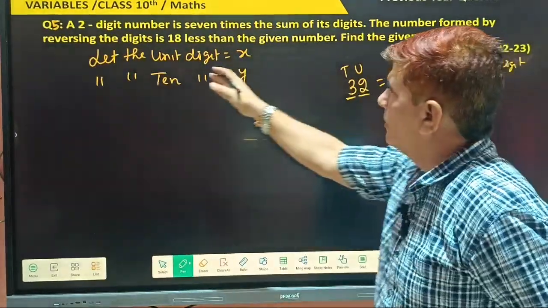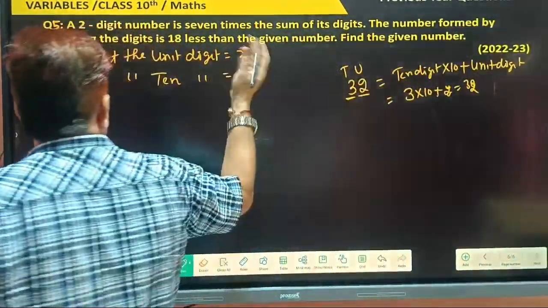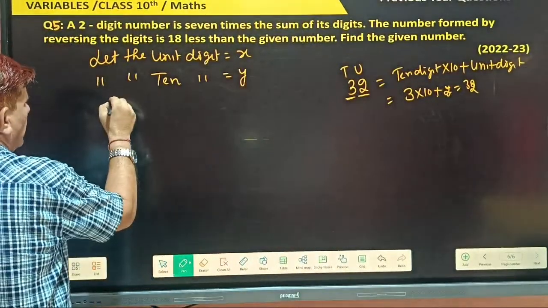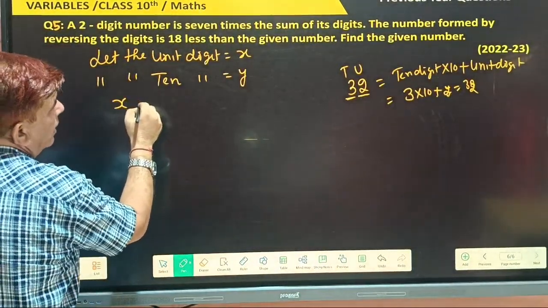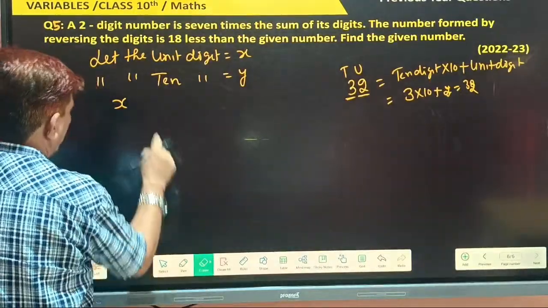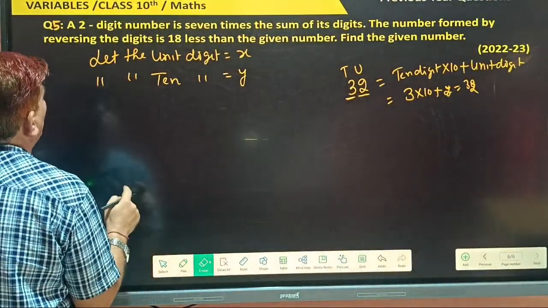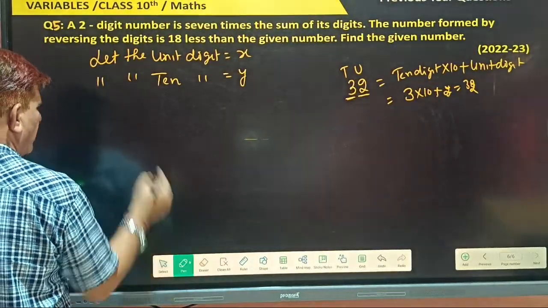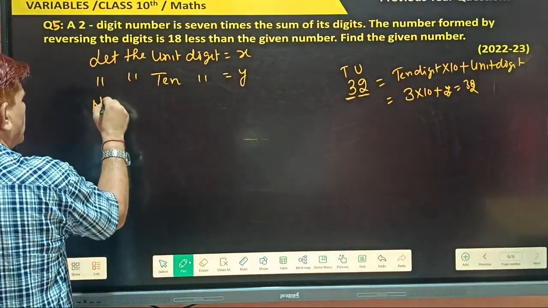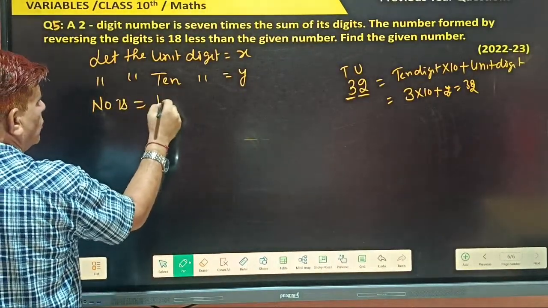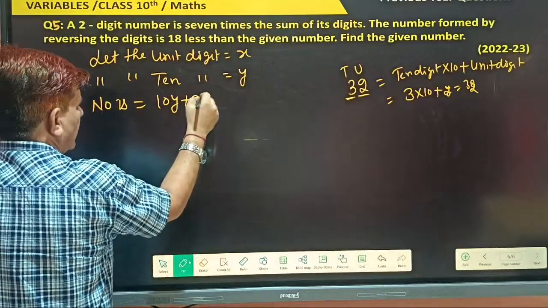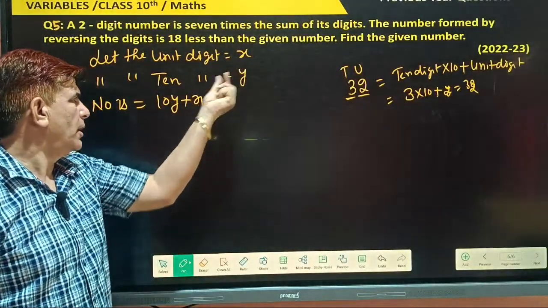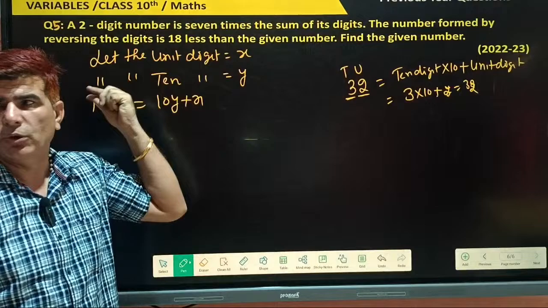Here I have written, let the unit digit be x and the ten's digit be y. Since the sum of the digits is not given, we can write it like this. So what's the number? The number is equal to 10y plus x: ten's digit y times 10 plus x, the unit digit.